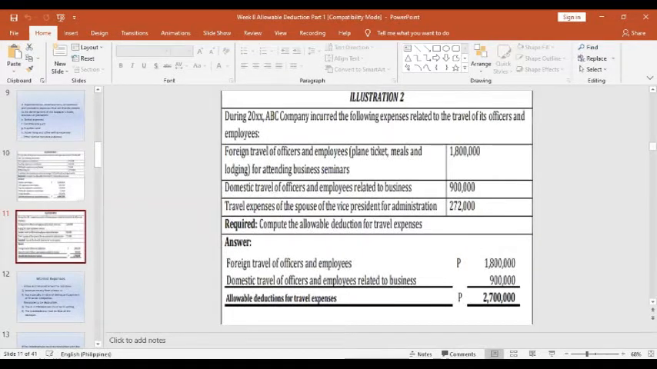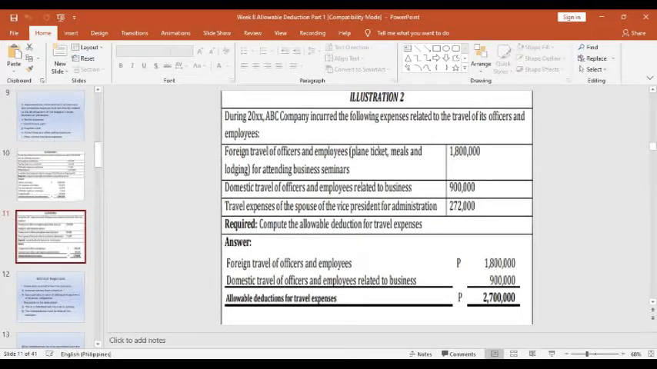Okay, so another illustration again on the allowable deductions as the business expense. During the taxable year, ABC Company incurred the following expenses related to the travel of its officers and employees. So what are those travel expenses? The foreign travel of officers and employees for attending business seminars, that's 1.8 million. The domestic travel of officers and employees related to business, that's 900,000. And the travel expense of the spouse of the vice president for administration, 272,000. So the requirement: compute for the allowable deduction for the travel expense.